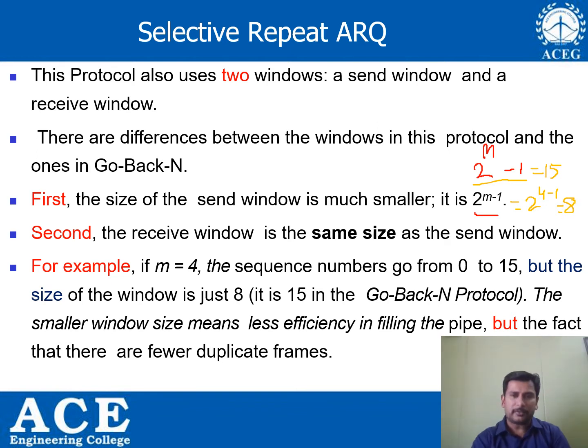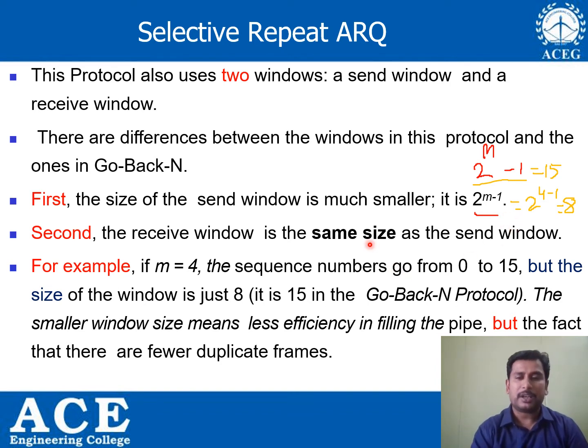So the window size of selective repeat is smaller than Go Back N automatic repeat request. Second thing is the receiver window size in case of selective repeat ARQ is same as the send window. So if your send window size is 2 power 4 minus 1 equal to 2 cube equal to 8, the receiver window size is also 2 power 4 minus 1, which is equal to 8. In Go Back N ARQ, the size of the receiver window is only 1, but here the receiver window size is same as the sender window size, which is equal to 2 power m minus 1.